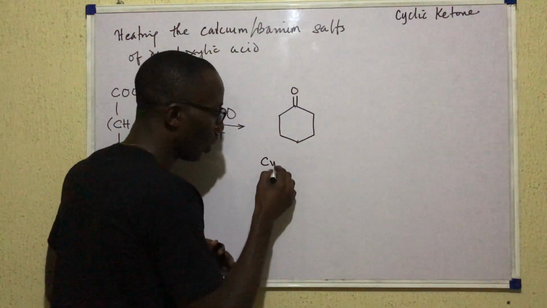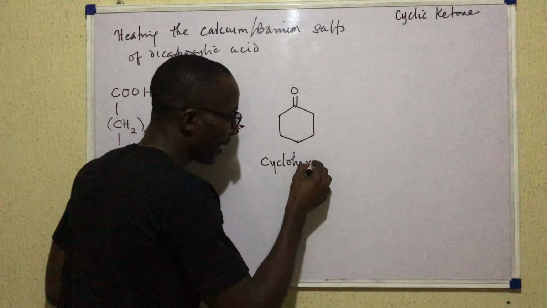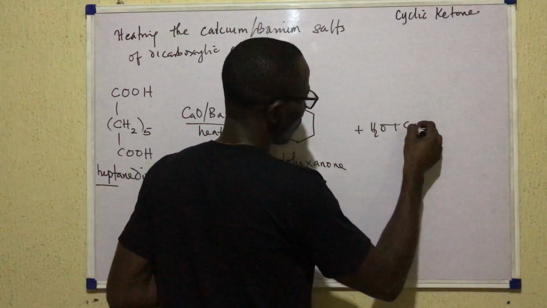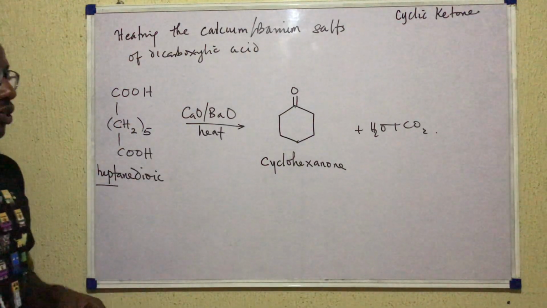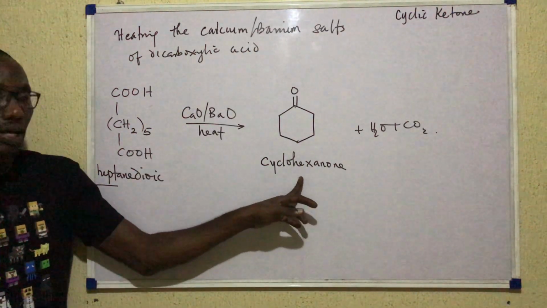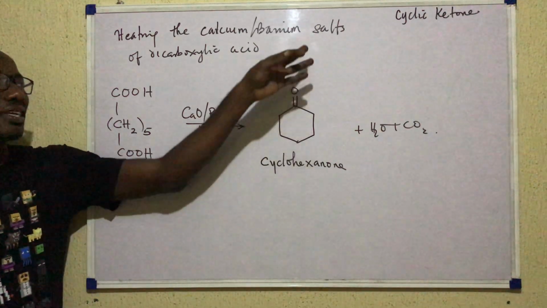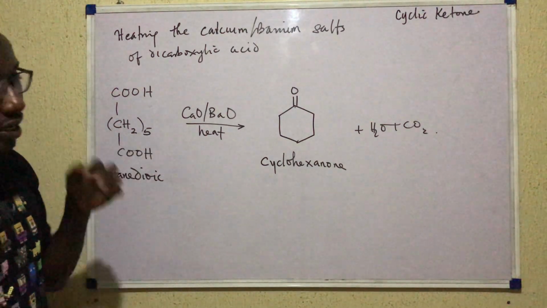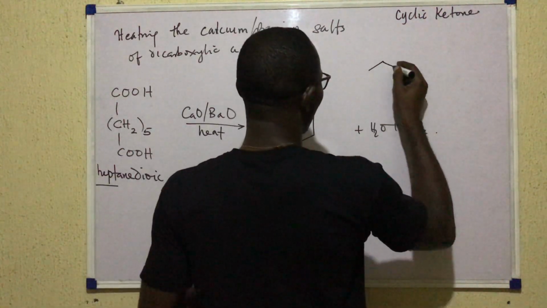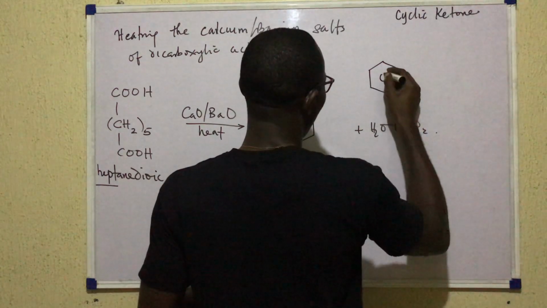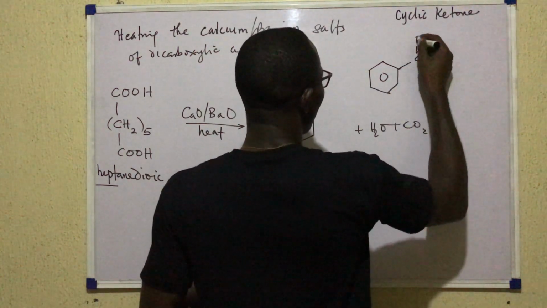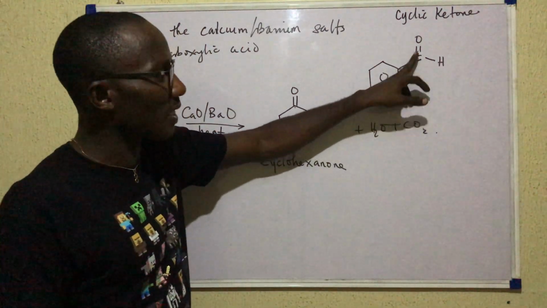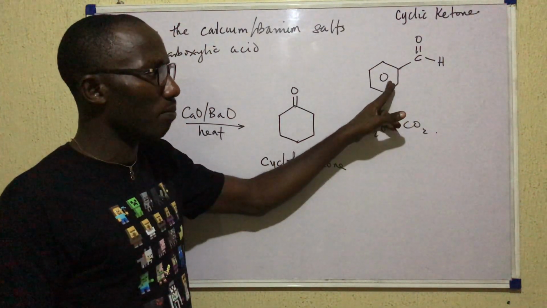That compound is called cyclohexanone. And then of course you have your water and you have CO2. So this is cyclohexanone. Cyclohexanone is a cyclic ketone. Now cyclic ketones are not the same as aromatic ketones. You remember we saw aromatic ketones a while ago. Let me show you something about the aromatic ketones. We draw them like this. In an aromatic ketone, the carbon of the carbonyl group is not a member of the ring.